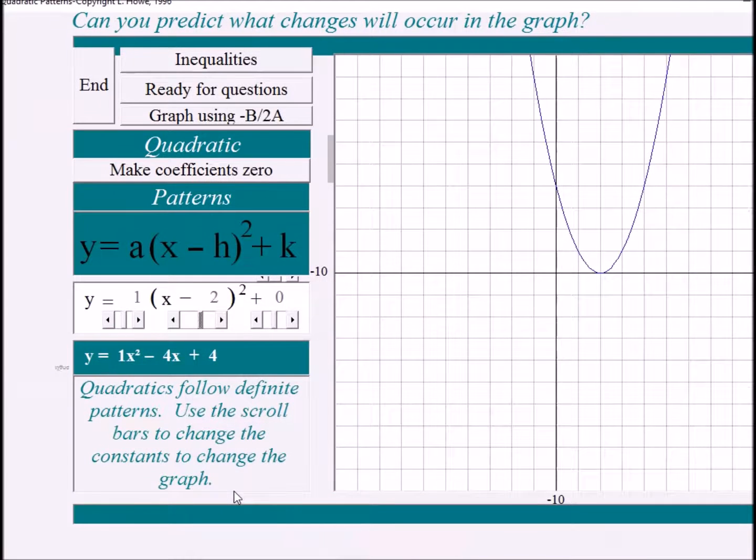So let's minimize that and see. If we go, look, with all the negatives, it keeps moving to the right. If we go to the positives, it's moving to the left. Let's go back to the parent.